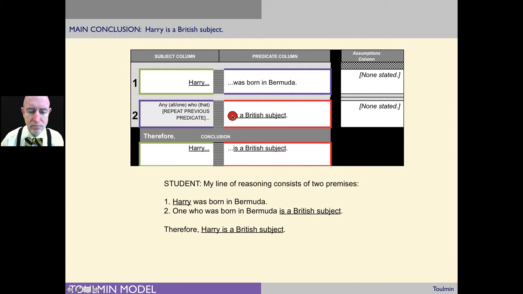So the student says, well, my line of reasoning consists of two premises. First, Harry was born in Bermuda. And two, one who was born in Bermuda is a British subject. Therefore, Harry is a British subject. So the student's now provided reasoning for the conclusion. And he's provided two premises in the logic bridge format. The first premise is Harry was born in Bermuda. And the second premise is one who was born in Bermuda is a British subject. And therefore, Harry is a British subject.